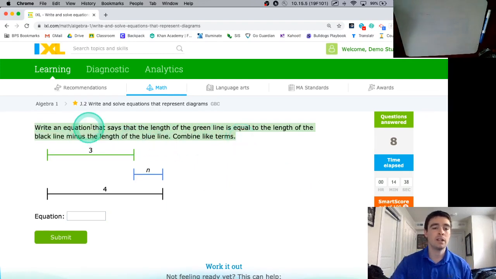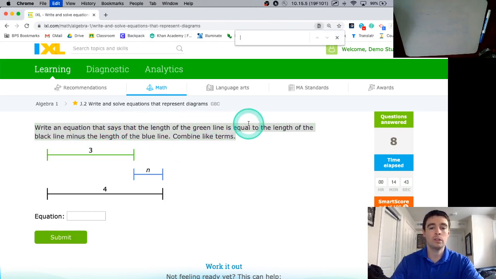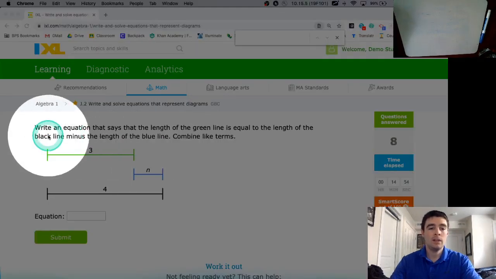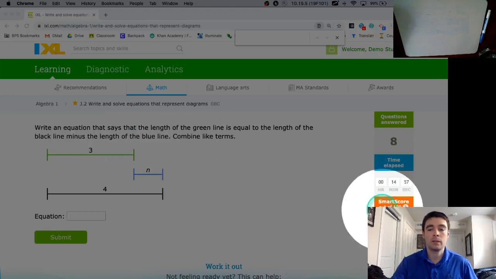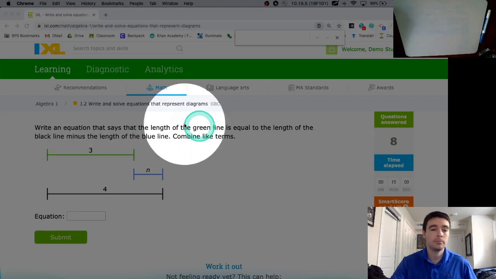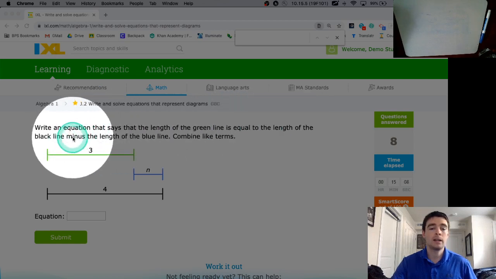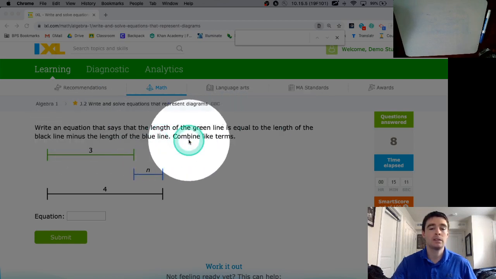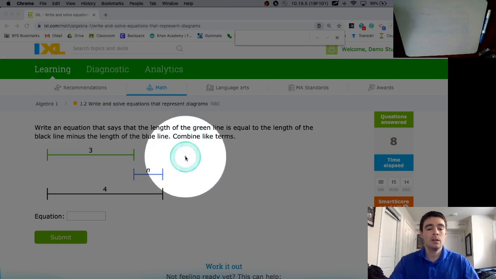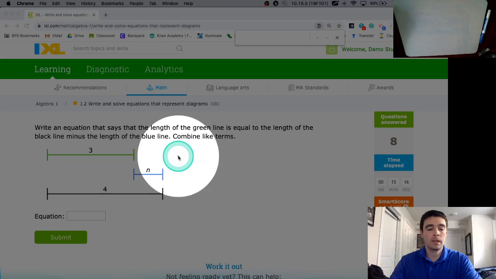This time they say write an equation that says the length of the green line is equal to the length of the black line minus the length of the blue line. And then they ask you to combine like terms. So I'm going to go ahead and highlight this and read that one more time because it's gotten trickier now, and that'll happen to you on IXL as the scores go up. It says write an equation that says the length of the green line is equal to the length of the black line minus the length of the blue line. Combine like terms. So breaking that down, let me take off the magnifying glass.